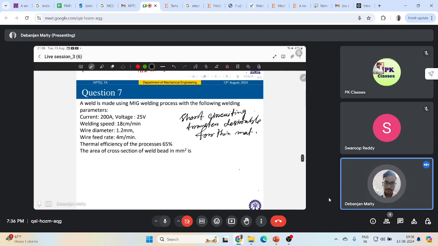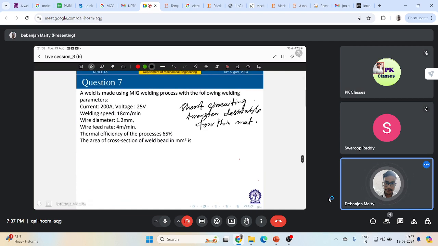So over here, I have my current as 200 amp, voltage as 25 volt, welding speed is known, wire diameter is known, wire feed rate is known, and you know the thermal efficiency also. So I need to find out the area of the cross section. In a similar way as I was doing for the earlier numerical, we will find out the volume of the weld. So this is pi by 4 into d square into L. D is your wire diameter, L is wire feed rate.